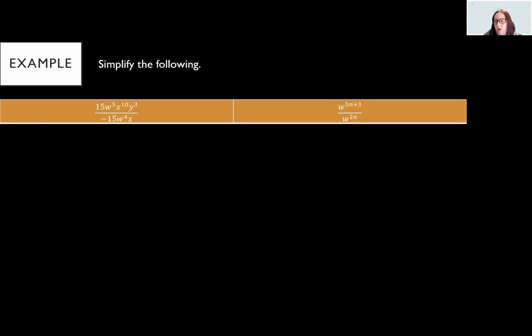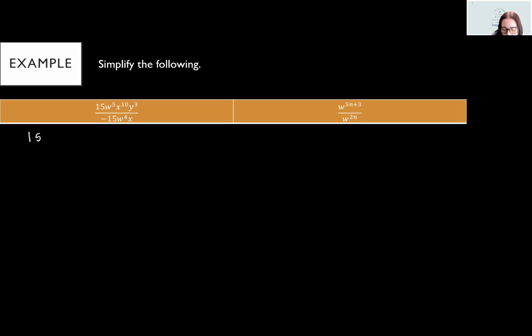Okay, so here are a couple more. And the one on the right is just to get your brain thinking. So on the left, I've got 15 w to the 5th, x to the 10th, y to the 3rd. And then we have negative 15 w to the 4th, x. So we're going to do the same thing we did before. We're going to split it up.